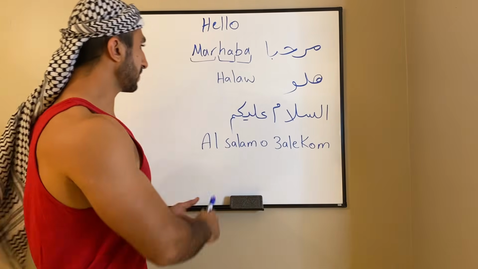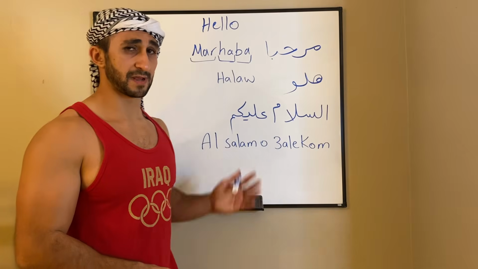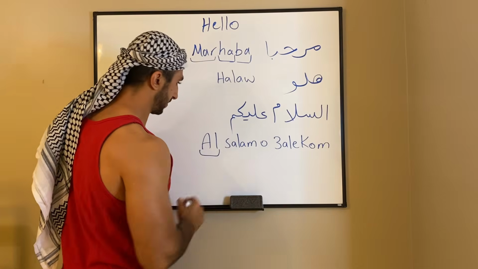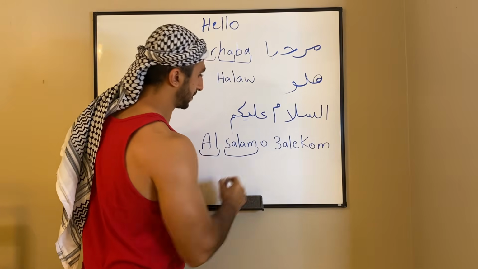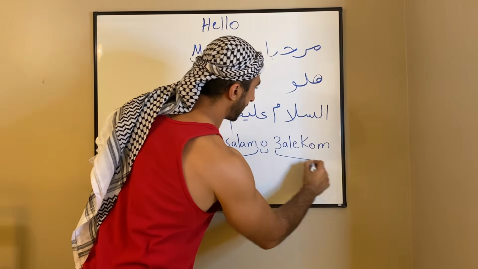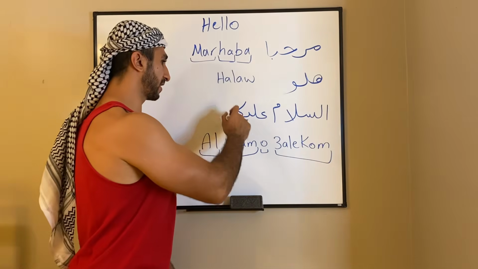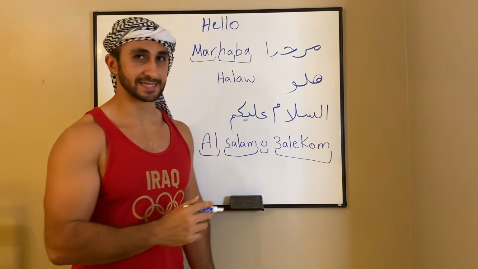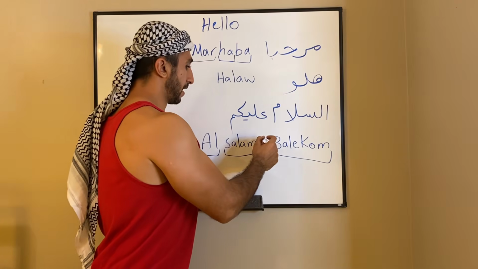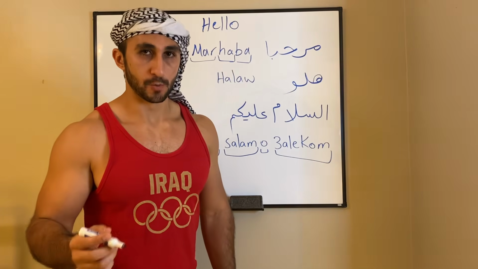All right. The third one is very well known. It's assalamu alaikum. I'm going to break it up for you. It's just peace be upon you. So you have al salam wa alaikum. So you just have to pronounce this letter and then wa alaikum. So al salam. So the first part is easy. Al salam. That's peace. Wa alaykum al salam.